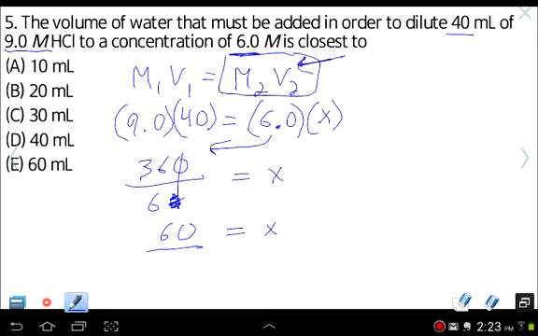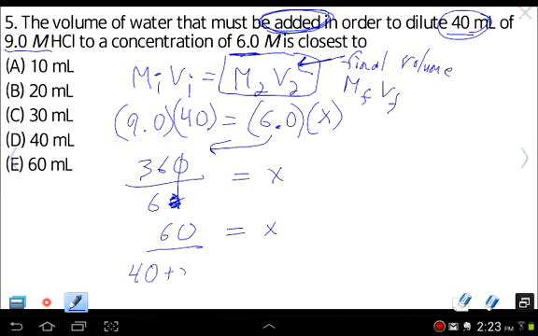Here, however, it says how much must be added. V2, remember, is the final volume. In fact, we often said VF for final, and we did VI for initial. So this is the final volume, which means we have to add 20 milliliters because we began with 40 mL, so we have to add 20 milliliters to get us to 60, and that would be the answer.